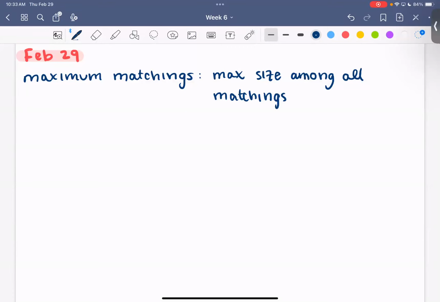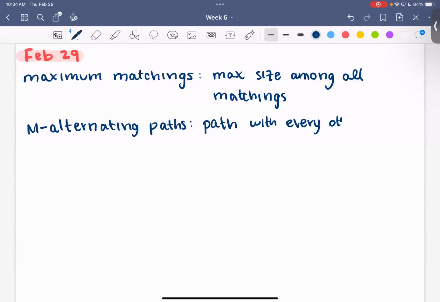And then we also had M alternating paths. So if M is a matching, then an M alternating path is a path where every other edge is in M and every other edge is not in M. So a path with every other edge in M.